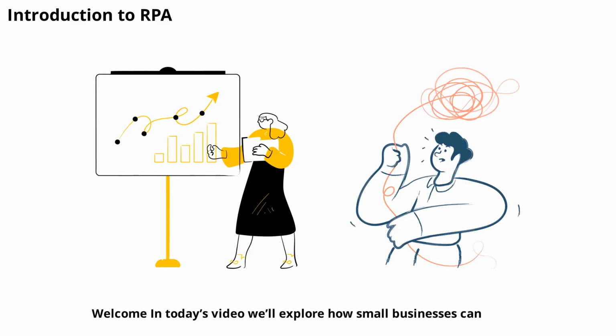Welcome! In today's video, we'll explore how small businesses can choose the right robotic process automation, or RPA, solution. RPA is transforming the way companies handle repetitive tasks, making operations more efficient, and freeing up valuable time for employees. But with so many options on the market, it's important to follow a clear, step-by-step checklist to ensure you select the best fit for your business needs.